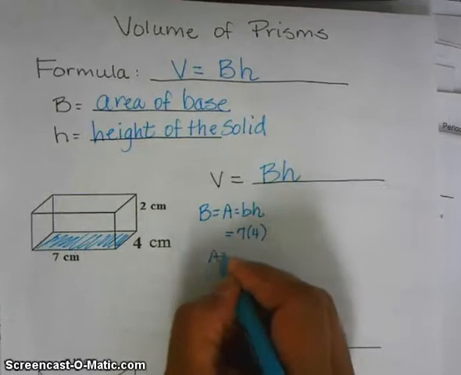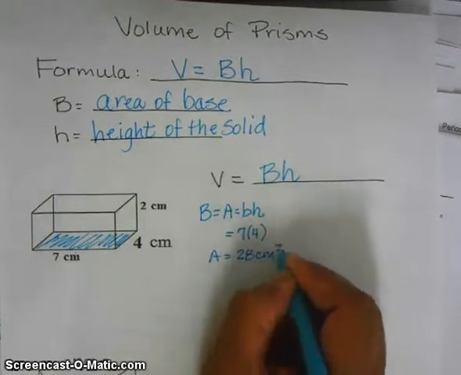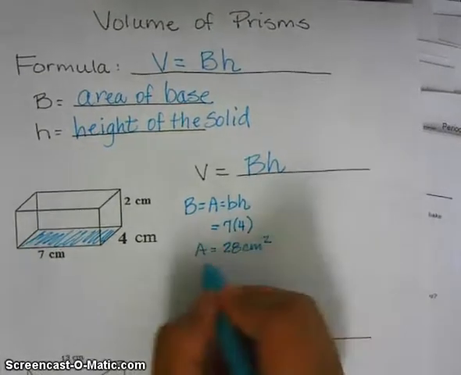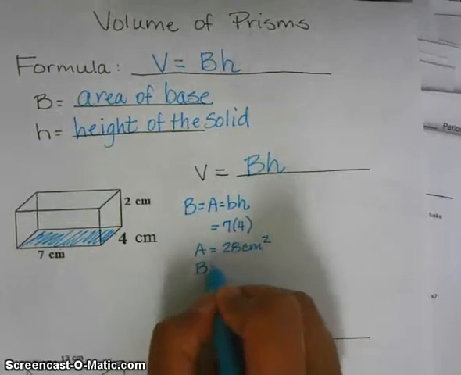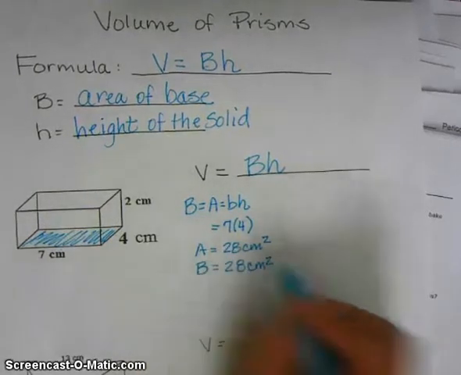Did you find the area of the base to be 28 centimeters squared? If you did, that's great. Okay, so since that's the area of the base, that is what my capital B is, 28 centimeters squared.